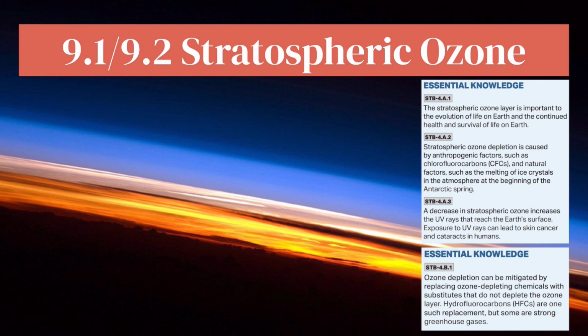Hi everyone, we're going to begin our unit on air pollution by looking at the stratosphere. If you remember from Unit 4, Earth's atmosphere is broken into several layers. The troposphere is the layer closest to Earth's surface, and the stratosphere is the layer directly above that. Above the stratosphere, we have the mesosphere, thermosphere, and exosphere. But we're going to be focusing on ozone in the stratosphere for this lecture.